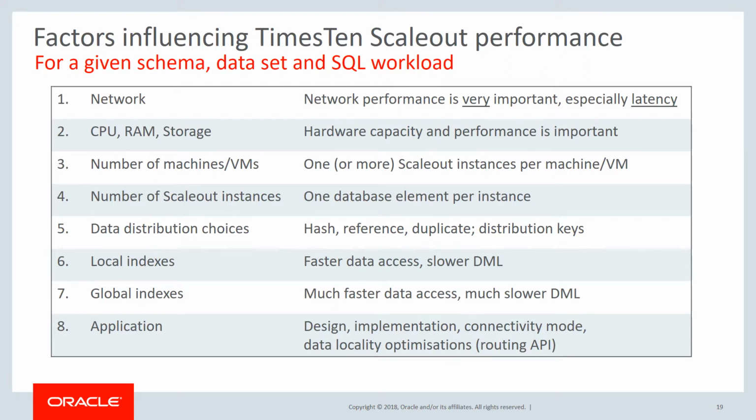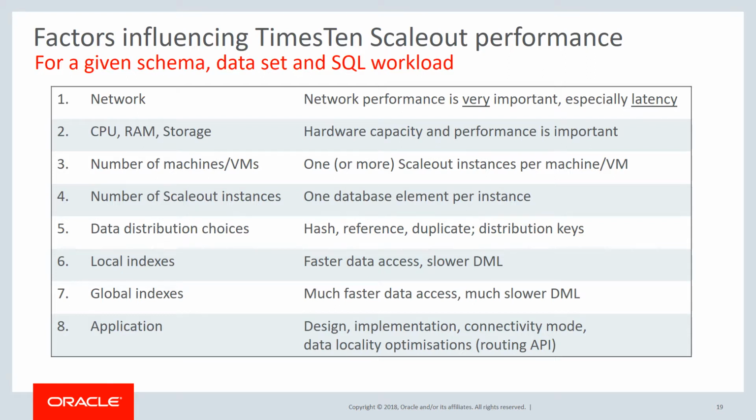Another factor to consider is how many physical machines or virtual machines am I going to use for my database grid? And how many scale-out instances am I going to configure? Generally, you will run one scale-out instance per machine or per VM, but again, that's not a hard and fast rule. You can have a very large machine and you can actually run multiple separate scale-out instances on it, okay? The reason this stuff is all important is because of the network, okay?